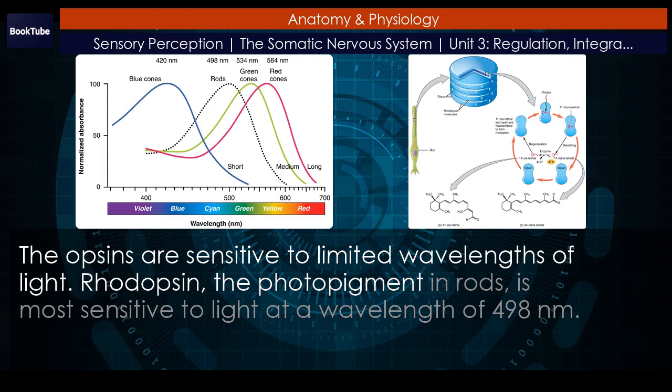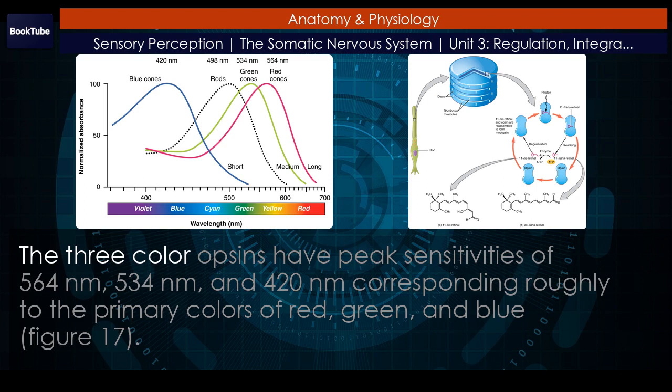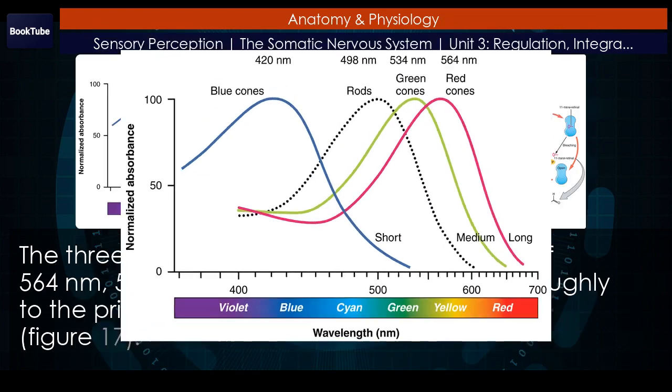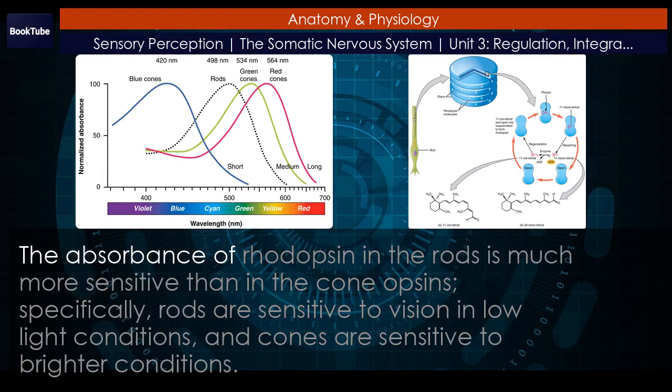Rhodopsin, the photopigment in rods, is most sensitive to light at a wavelength of 498 nanometers. The three color opsins have peak sensitivities of 564 nanometers, 534 nanometers, and 420 nanometers, corresponding roughly to the primary colors of red, green, and blue. Figure 17. The absorbance of rhodopsin in the rods is much more sensitive than in the cone opsins.